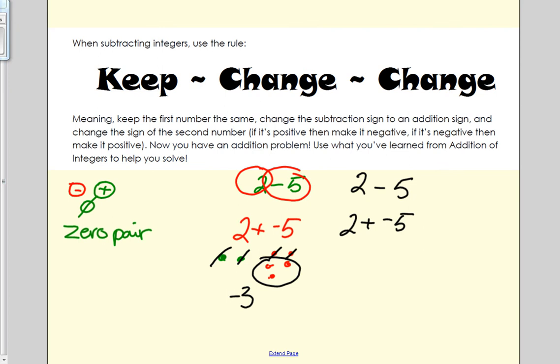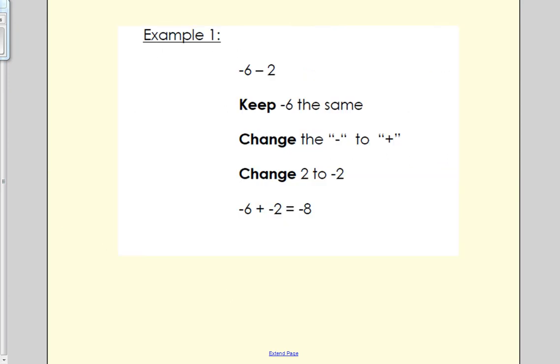Let's take a look at some of the practice problems. For example number 1, if you had negative 6 minus 2, for keep, change, change, you would keep the negative 6 the same, change subtraction to addition, and change the 2 to negative 2. Okay, we could also use the opposite of rules. So we would have negative 6 and then add the opposite of 2. The opposite of 2 is negative 2. So we have negative 6 and add the opposite of 2, which is negative 2.